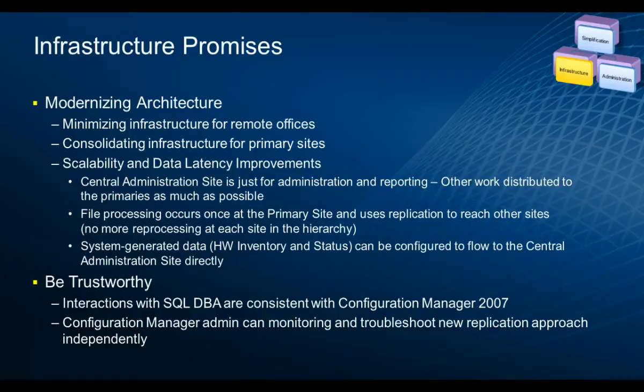Things like file processing still occur once at a primary site, and then replication is used to reach other sites. So there's no more reprocessing at each site in the hierarchy, reducing bandwidth and cycles at the server locations. System-generated data, such as hardware inventory and status, can be configured to flow directly to the central administration site, as opposed to the past, where it would trickle upstream through the hierarchy.